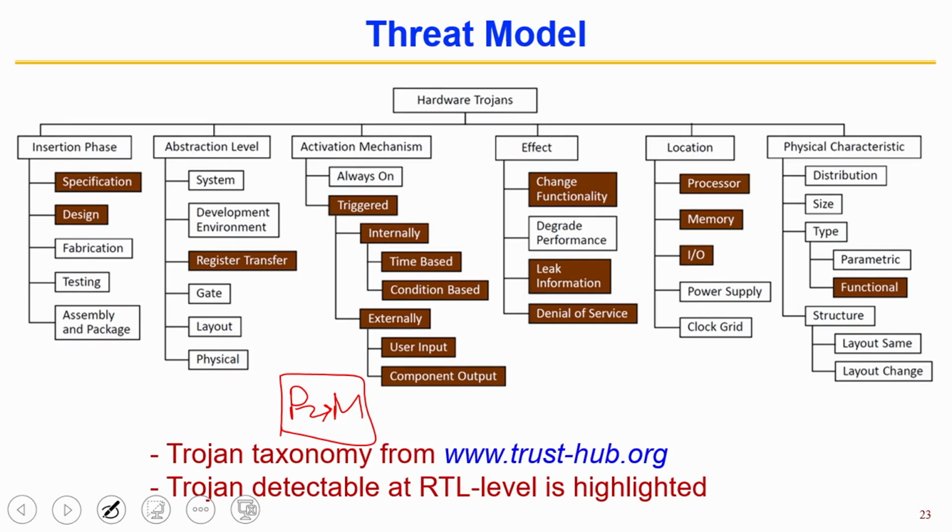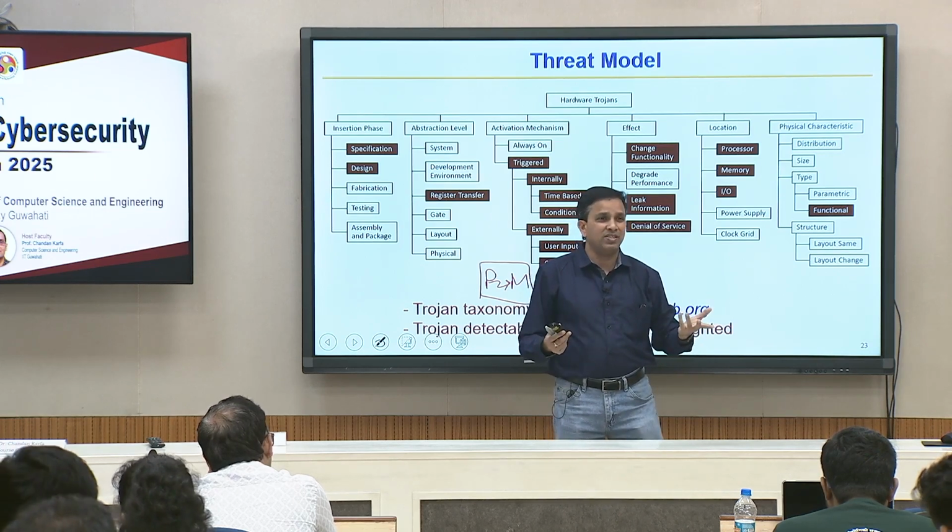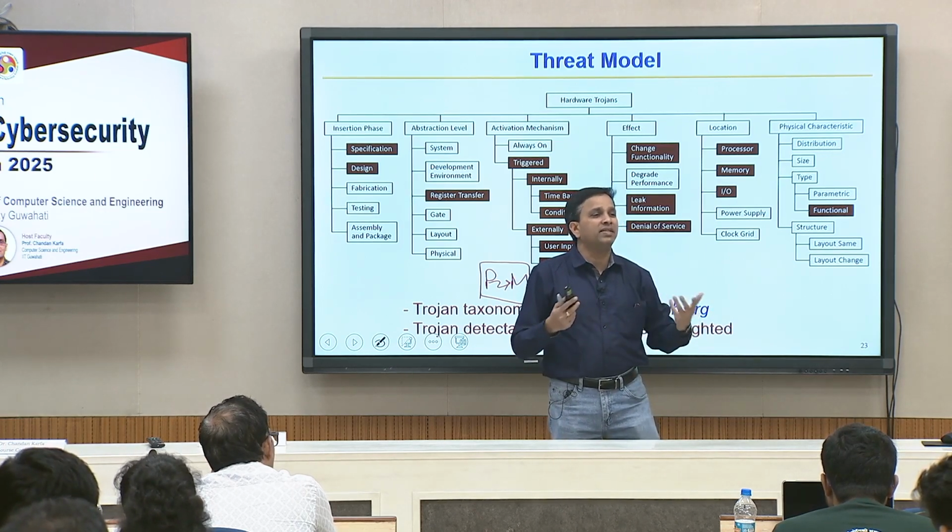Location, where is it inserted? Again this could be inserted anywhere. These examples are available: inserted in processor, memory, IO, power supply, clock grid. In terms of physical characteristics, I only described the easy one, the functional one. It could be a distribution, a size, or a type. Let me explain one more so that you understand. The functional one changes the functional behavior, the parametric one changes the parametric behavior. What does that mean? Power dissipation it changes, thermal behavior it changes.